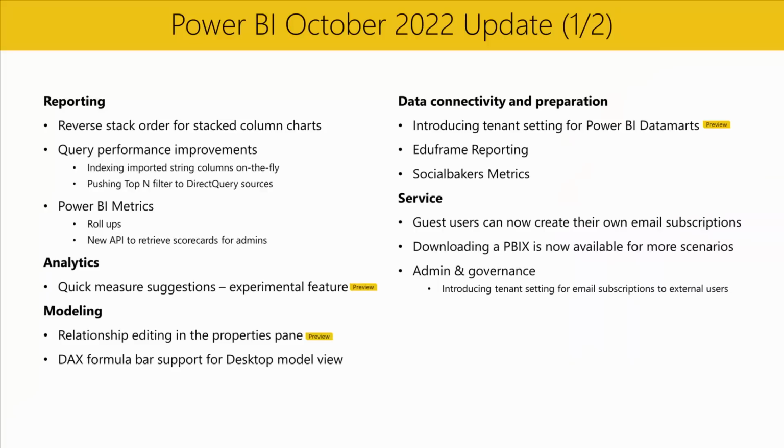We also have a few updates for you in the modeling section. First, you can now quickly edit relationships in the Properties pane. In the modeling view, you can expand the Properties pane and simply click on the relationship line to see all of the relationship options. This new experience sends minimal queries by having no data preview and validating only when you apply changes. Zoe will take us through a demo of this new capability.